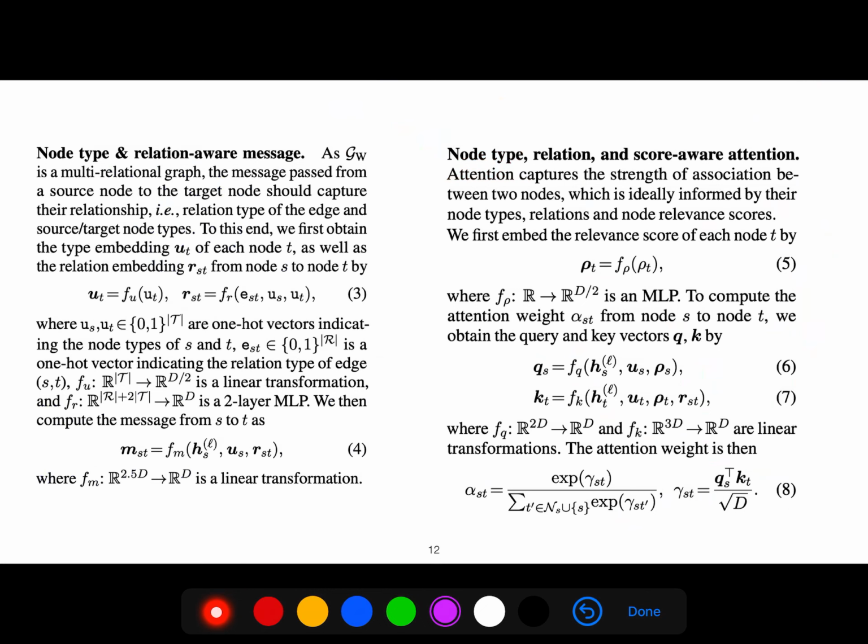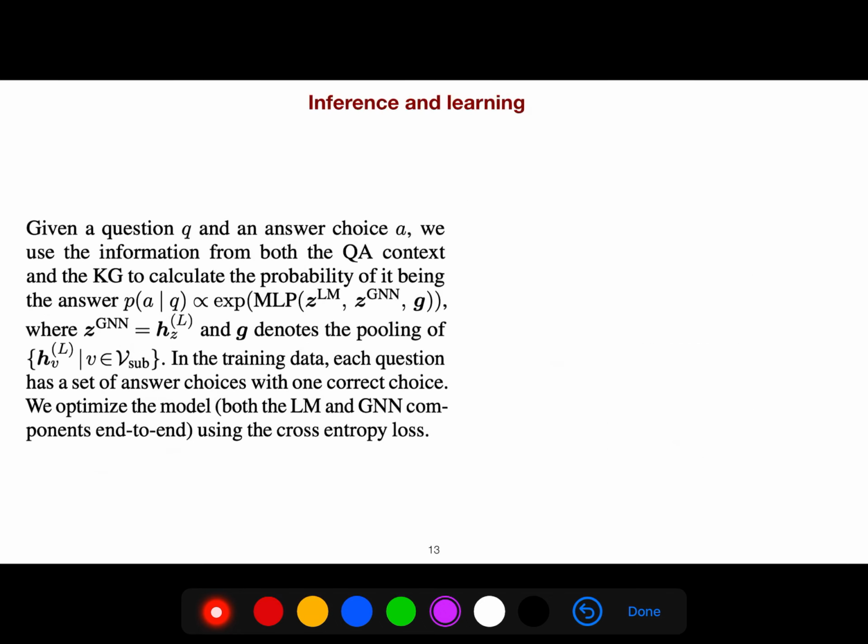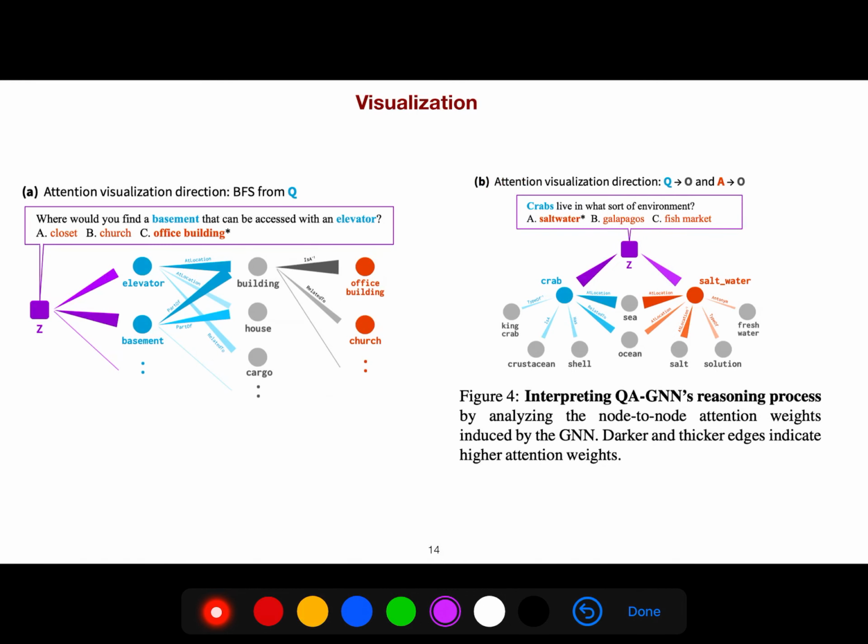So we can create these representations using score-aware attention. And for inference and learning, we use the information from both the question answering context and the knowledge graph. So this is the probability of your answer given your question. It's a multi-layer perceptron of Z of the language model, Z of the GNN, and G, where G is just the pooling of your hidden representations. And this is the visualization. You see how interesting it is.